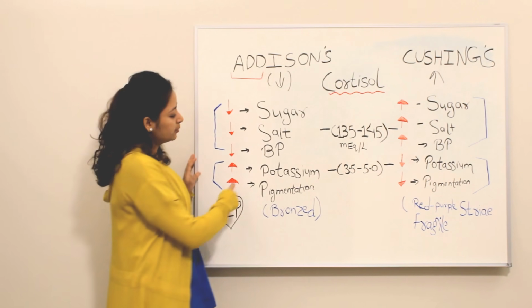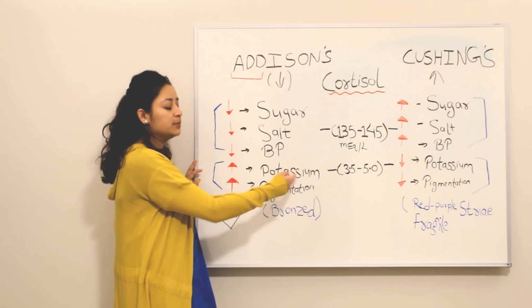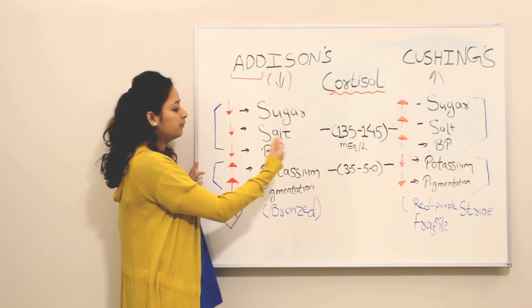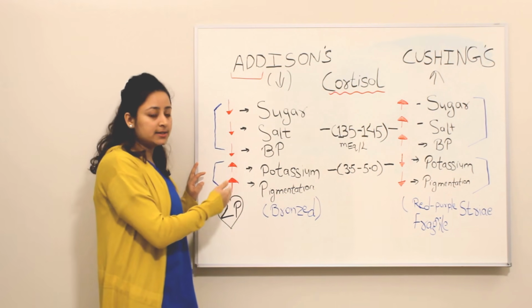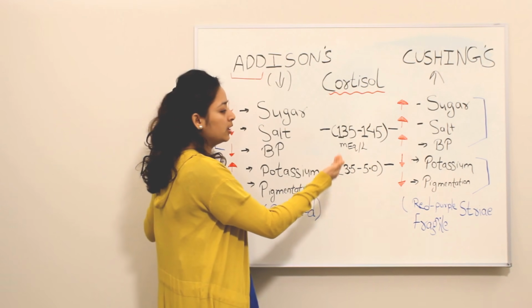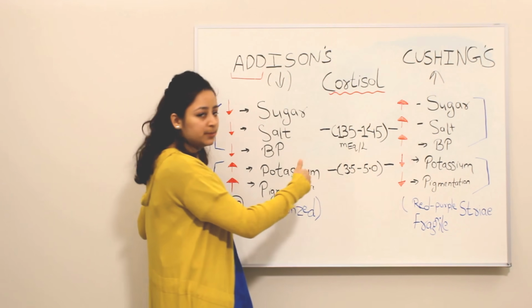And the normal range for potassium is 3.5 to 5, and if it is above 5, we know that is hyperkalemia. Hyperkalemia is for Addison's and hypokalemia is for Cushing's, which is below 3.5.